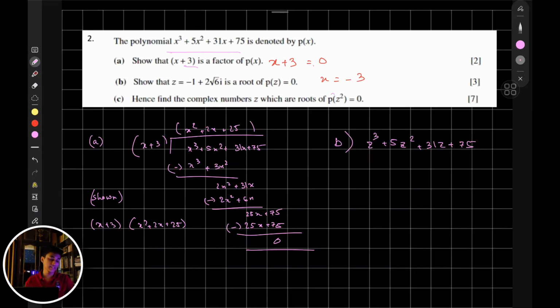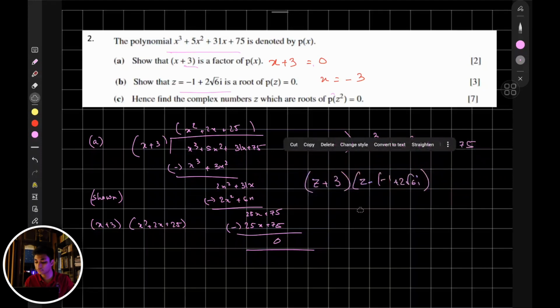Z. So if that's the case, now you know one of the factors of this function already. Sorry, one of the factors is Z plus 3. This is one of the factors. Now they've also given you another factor. What is the other factor? They've given you the other factor to be minus 1 plus 2 root 6i. Another factor is Z plus 1 minus 2 root 6i. This is another factor.